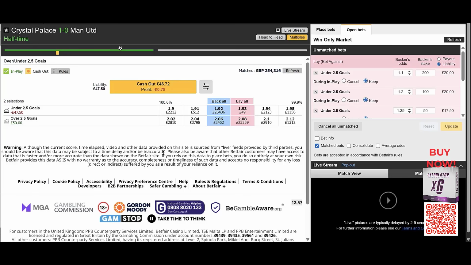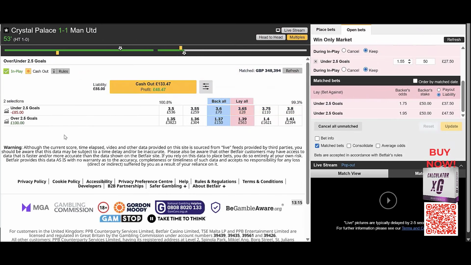So Crystal Palace 1, Man United 0 at half time. Let's see what happens in the second half. 53 minutes on the clock and we've had a goal. It's Man United with the equaliser. So as said, we're expecting goals. Sometimes they'll come right away. Sometimes you might have to wait until injury time for it, but this is one of those fast ones.